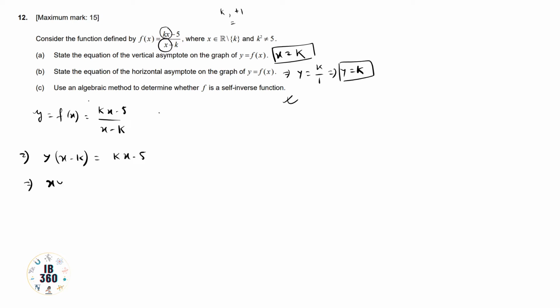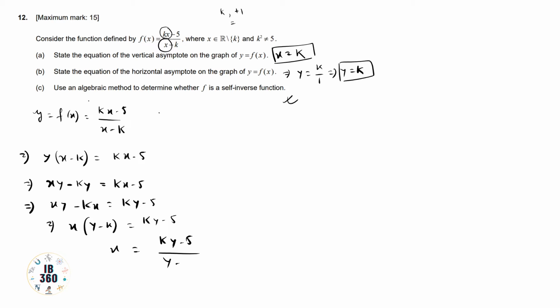Multiplying out, xy minus ky equals kx minus 5. From here we need to write the equation in terms of y. So take the values: xy minus kx equals ky minus 5. Taking x common, x times y minus k is equal to ky minus 5. So x equals ky minus 5 divided by y minus k.